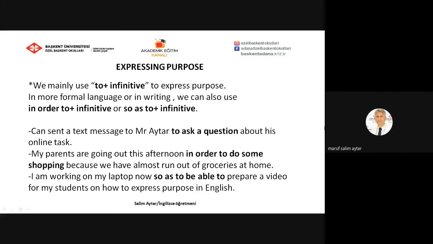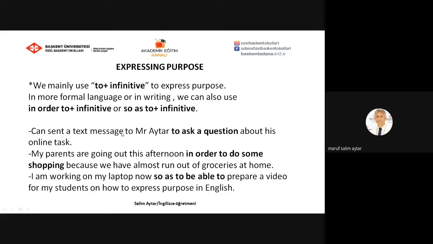Today, I'm going to be talking about expressing purpose. We mainly use to plus infinitive to express purpose. In more formal language or in writing, we can also use in order to plus infinitive or so as to plus infinitive. Let's see the examples given here.